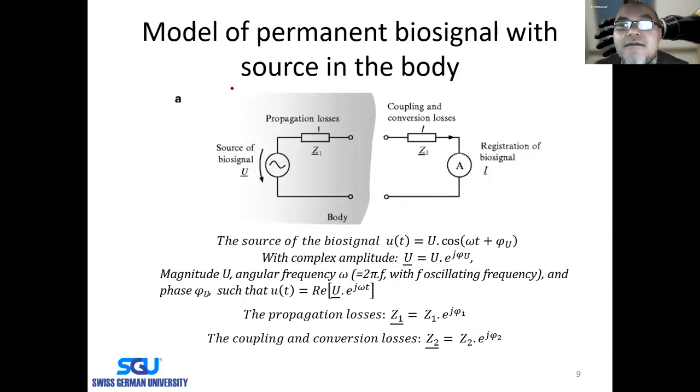Let's do a modeling. Model a permanent biosignal with a source in the body.